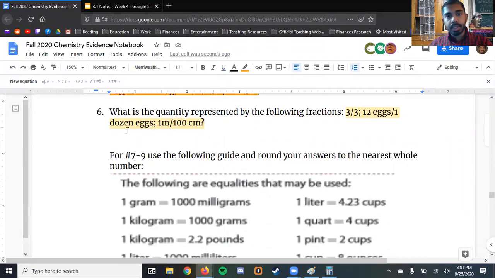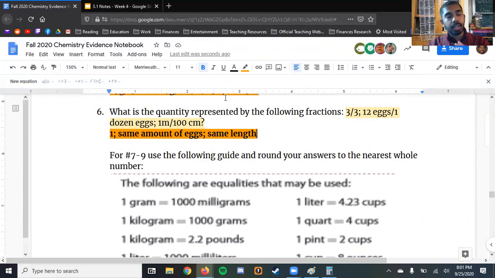What is the quantity represented by the following fractions? 3 over 3. What is 3 over 3 equal to? That is 1. 12 eggs and 1 dozen eggs. What does that equal to? Same amount of eggs. 1 meter, 100 centimeters. It's the same length. So what is this question getting to?